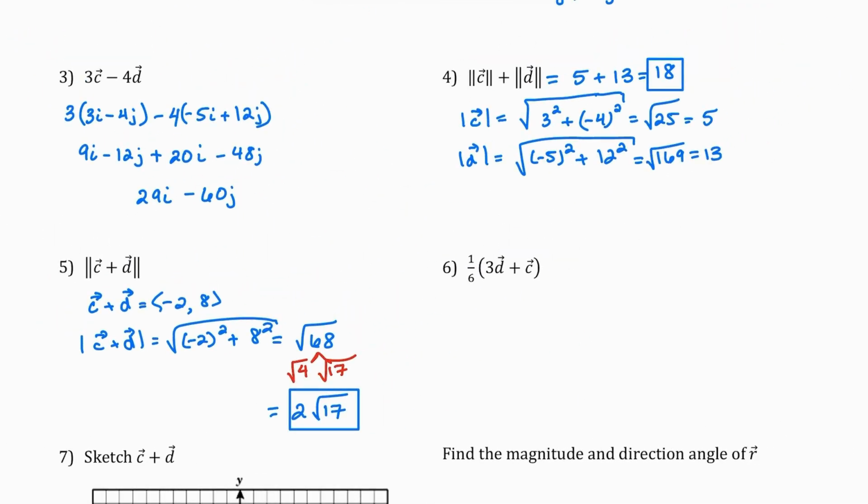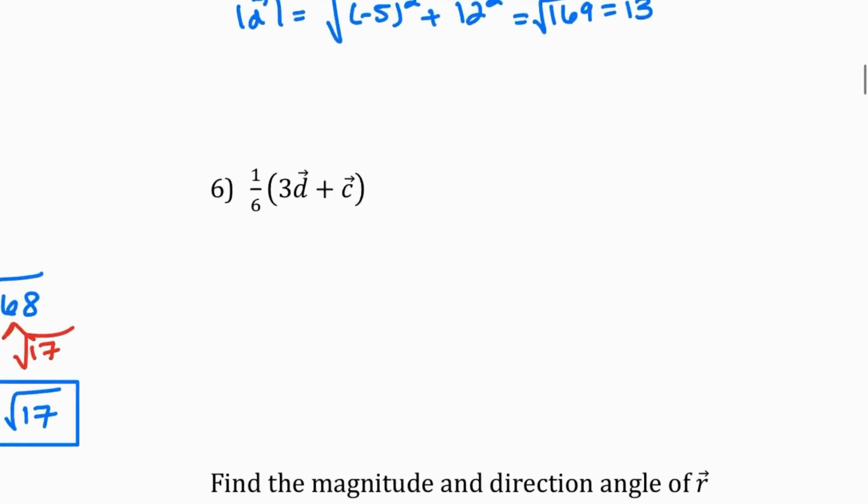Now, notice that those are two different answers. Number 4 is asking you to find the magnitude of c, the magnitude of d, and add them up, where 5 is asking you to find the magnitude of them already added up. So we're going to kind of visualize this on number 7, but let's do number 6 first.